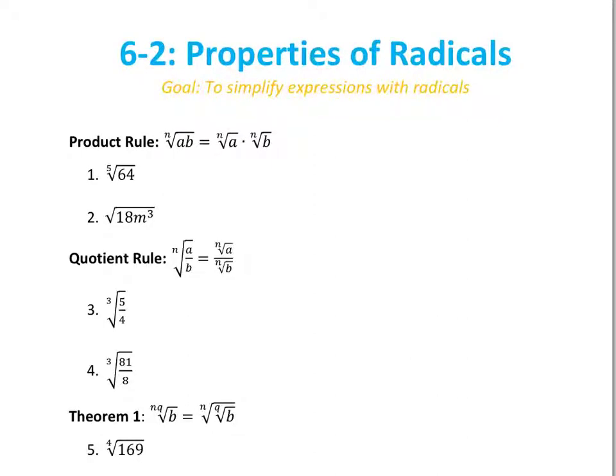Hey guys, section 2 here. We're just going to go through a bunch of different properties of radicals: how to manipulate them, simplify them, rationalize them, things like that. All right, the first one's the product rule. The product rule is the way that we break down radicals and simplify them. So what you need to do is find basically perfect roots within whatever we have.